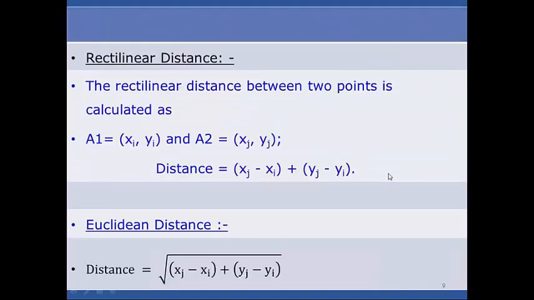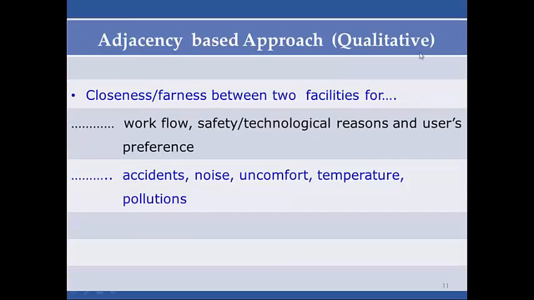And second is it can be adjacency based approach, that is qualitative approach. Means instead of considering the distance, we can consider some other options, closeness or farness between two facilities, or it should be giving less accidents, less noise, more comfort, temperature should be avoided, pollution should be avoided. Considering all these constraints or conditions, when we find out the optimum layout, then we can call it an adjacency based approach. In this particular case study, I have considered the distance based approach.